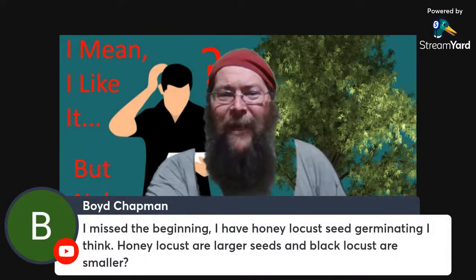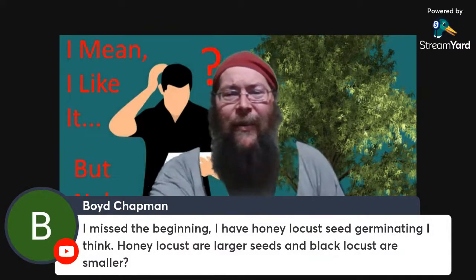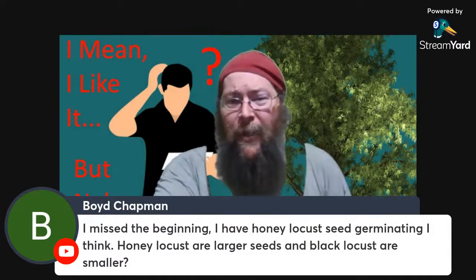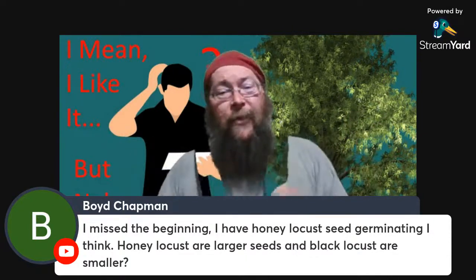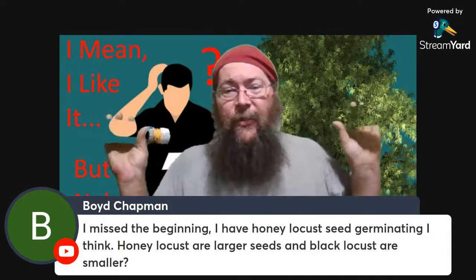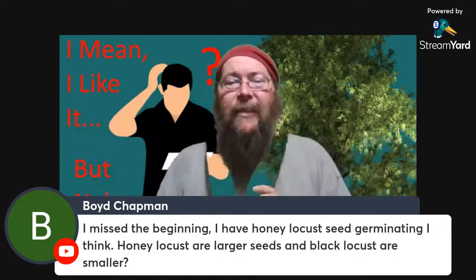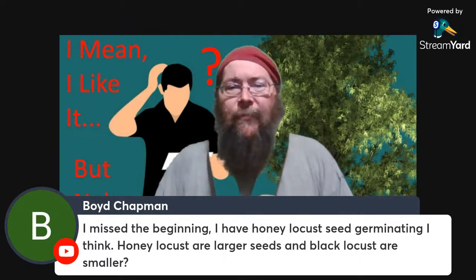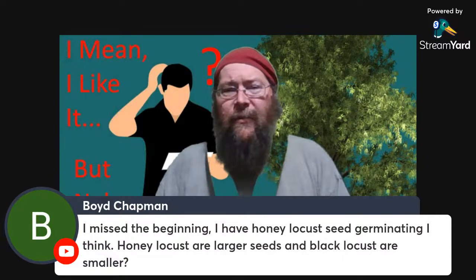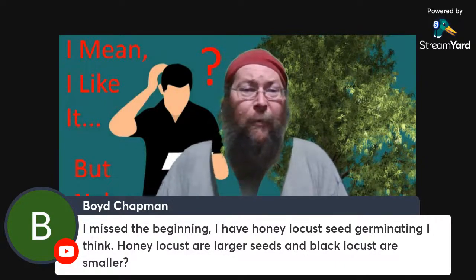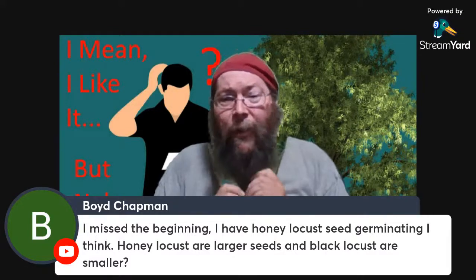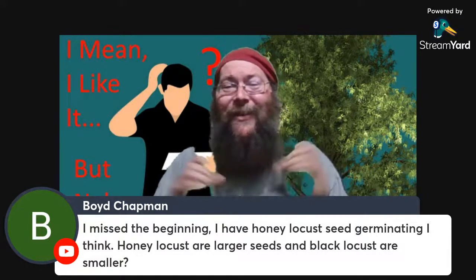Boyd says, miss the beginning. I have honey locust seed germinating. I think honey locusts are larger seeds. Black locusts are small seeds. They are edible, but you do have to cook them to eliminate the toxin that's in them. And honey locusts, I don't think you have to cook. I'm not sure. I could be wrong about that, but we don't grow any locust around here, so I don't have any experience with it directly.